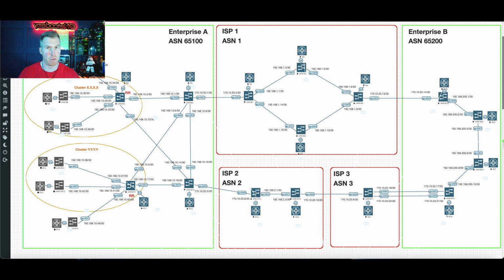So from a lab diagram perspective, as you can see, we've got quite a few parts. We've got Enterprise A here in ASN 65100 and Enterprise B here in ASN 65200. Now these are separated, as you can see, by different service provider networks. We've got service provider 1 here in ASN 1 for obvious reasons, and then right at the bottom we've got service provider 2 and service provider 3 in ASN 2 and ASN 3 respectively.